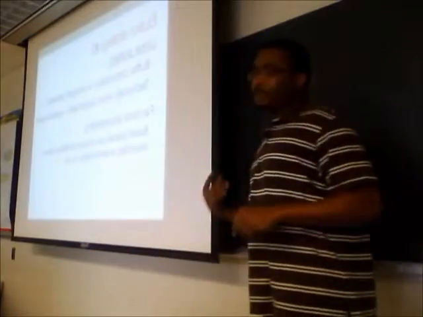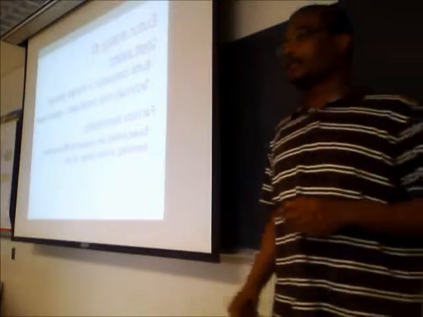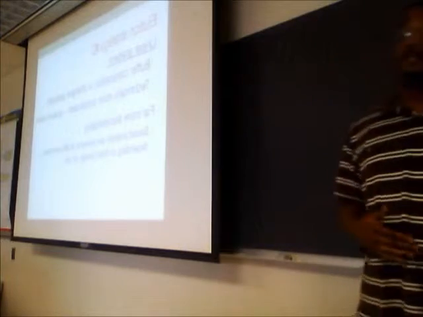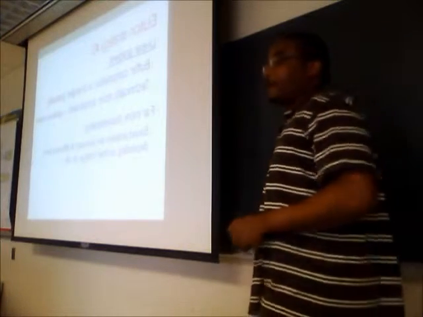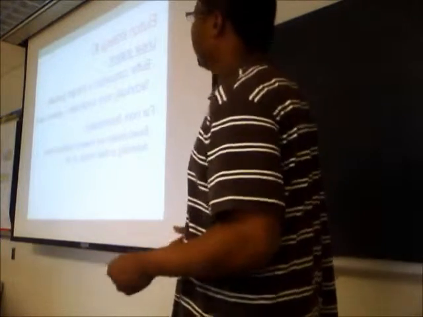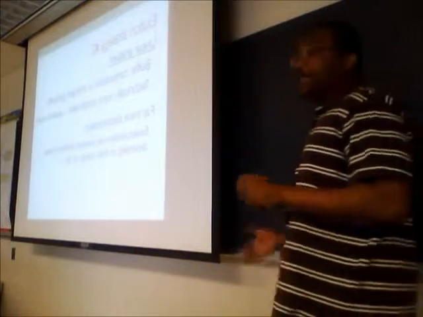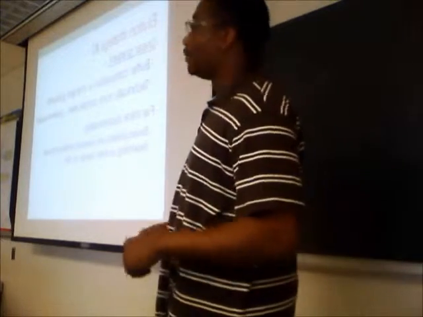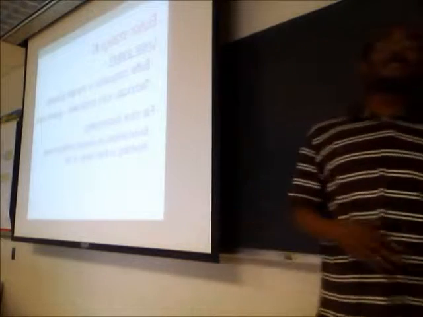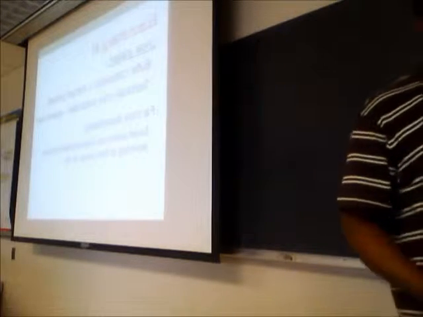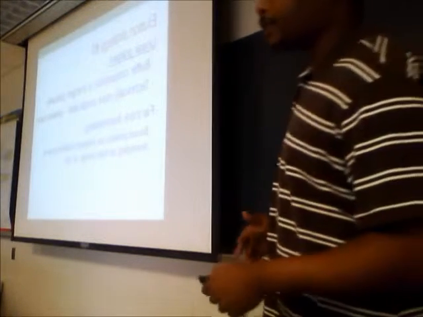So the linear gradient is where the buffer composition is changed progressively or gradually, and it's technically more complicated because you have to make this gradient. But it's far more discriminating, and the proteins are eluted off the column based on their charge or pI. So now you can really take advantage of this property.